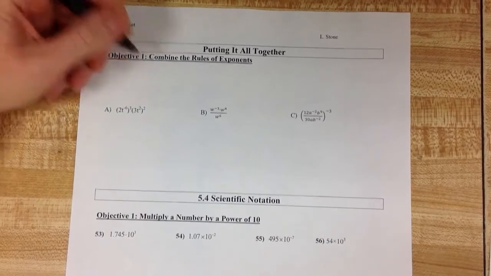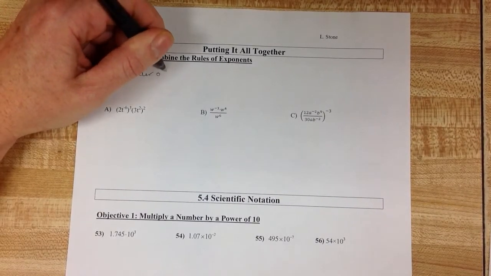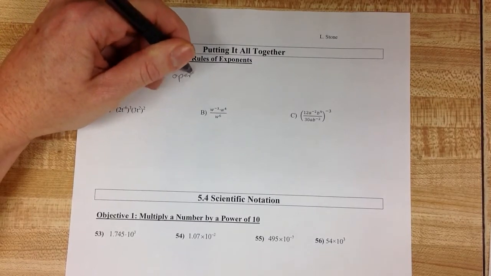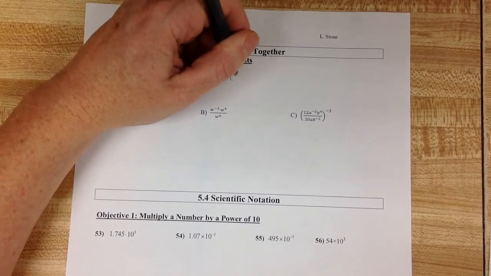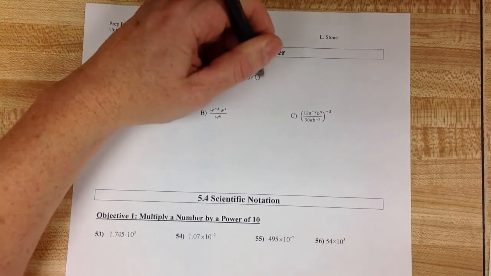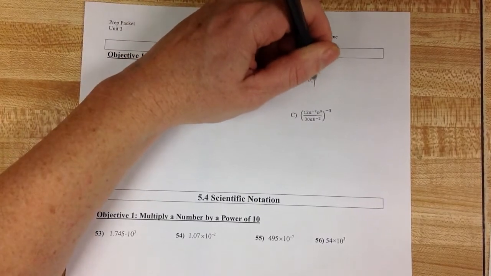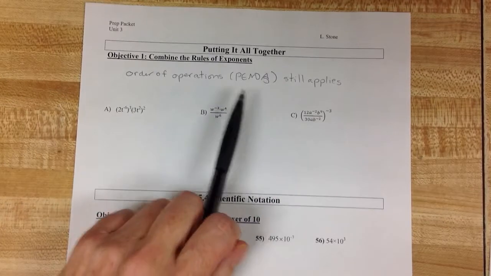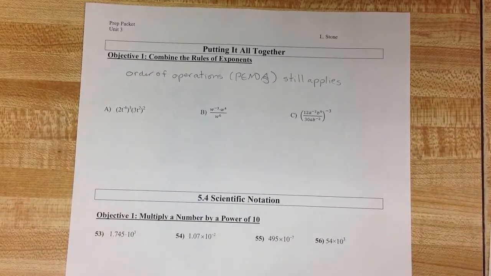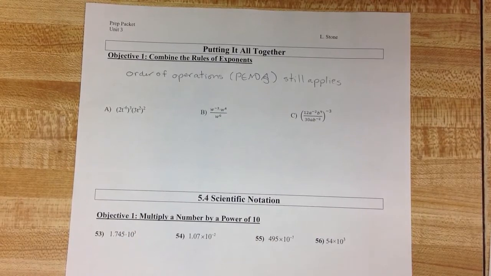The only rule of thumb to really follow is that order of operations, that's PEMDAS, still applies. Okay. So when we're trying to decide which rule to do first, the exponent rule will be our first rule before we work on the multiplication or division rules.